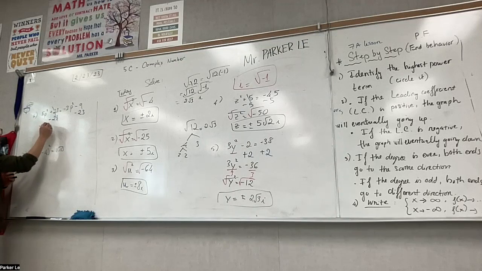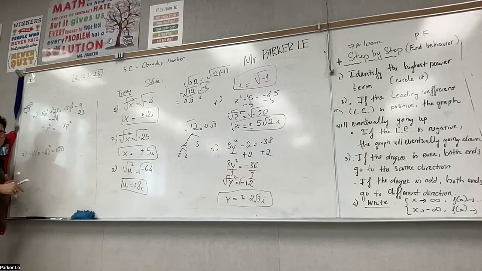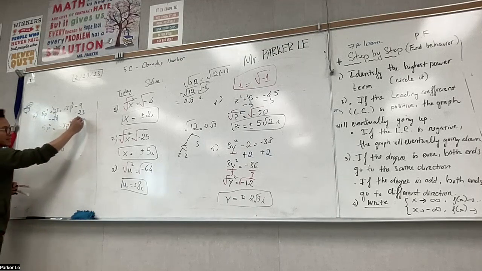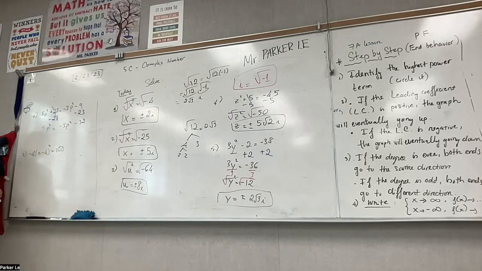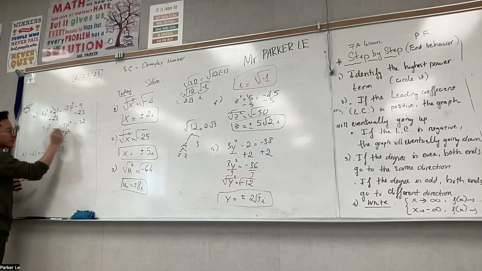I don't know why I said 33. So I have negative 9 minus 33? 32. Yeah. What next? Move this one over here. So how can I move this? Plus 3p squared. Very good.